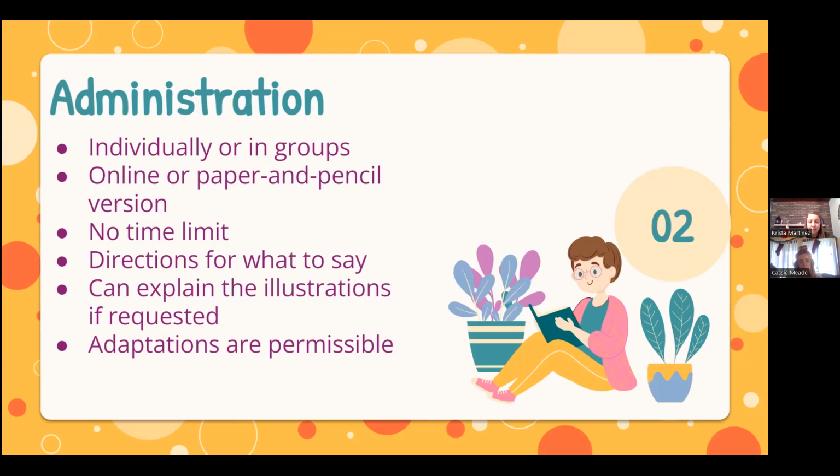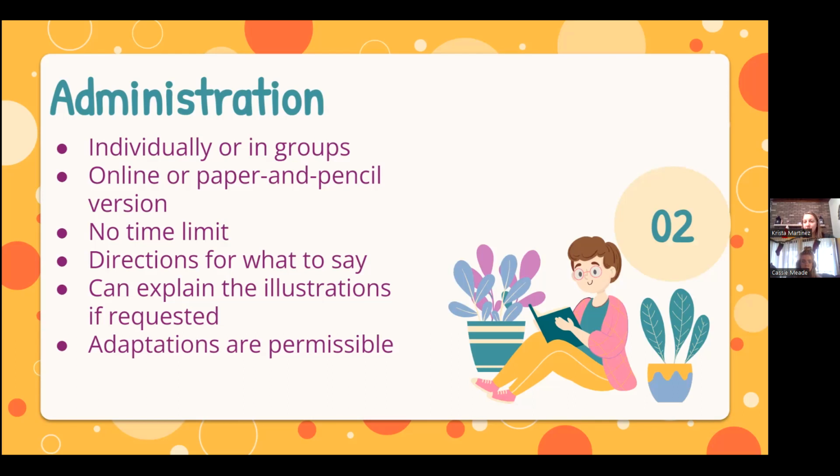And it is okay to explain the illustrations to the users if they ask for it. But going back to the directions, on the inventory booklet, there is an example. And so the administrator would say, look at these 3 pictures, find one that is most interesting to you, mark only one picture, and see the example below.